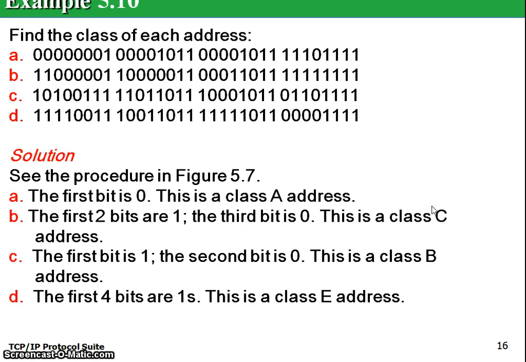Here the exercise is given in which you have to identify which class the given IP address is. Okay, this is given in a binary notation. If you consider the first example, the first bit is 0. That means it is a class A address. In the second example, the first 2 bits are 1 1, third bit is 0, then it is considered as a class C. 1 1 0 indicates class C. Similarly, you can solve the remaining.